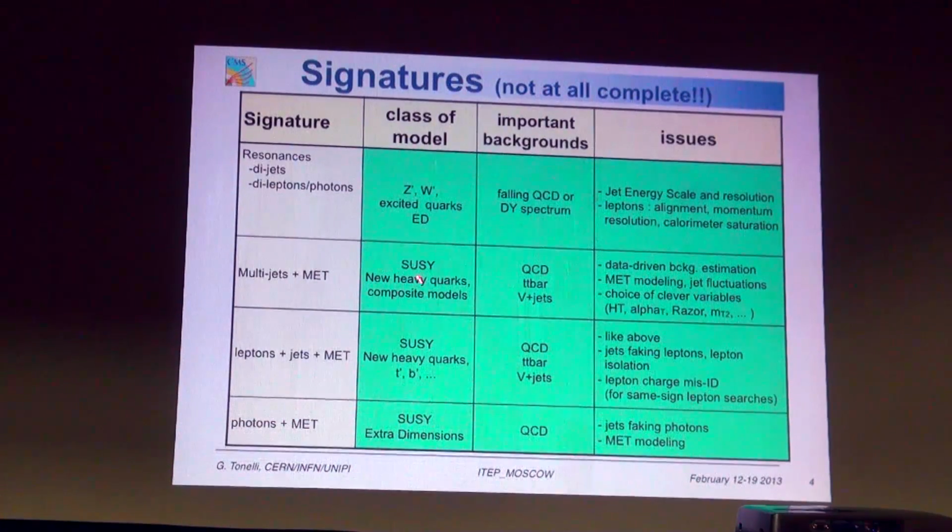And again, there are different SUSY signatures that can be used, but you can use the same signatures also to try to look for new heavy quarks or a new, let's say, fourth generation of T or B quarks, T prime or B prime. You can look, for example, for photons and missing ET to look for extra dimension particles supposed to arrive from extra dimension models.